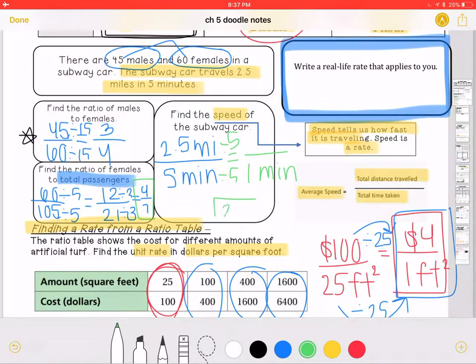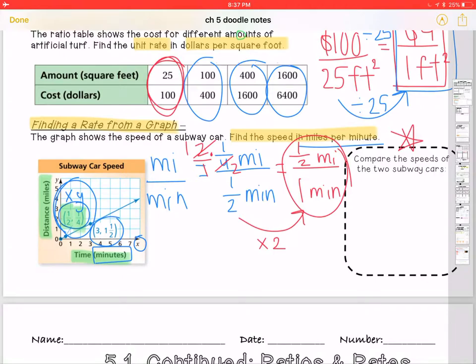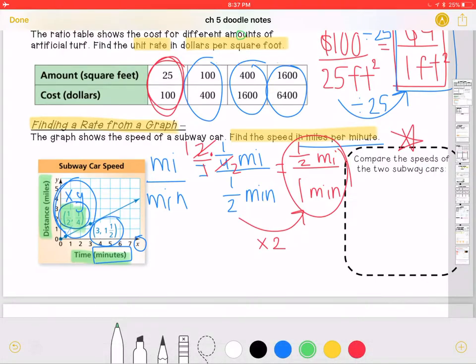So do your long division. 2.5 goes on the inside, 5 on the outside. I can't divide 5 into 2, so let's bring our decimal up. How many times can 5 go into 25? 5 times. I get 0.5 or 1/2 of a mile. So this one, the unit rate is 1/2 a mile per minute. Down here it was 1/2 a mile per minute. So the speeds are equal because they're both 1/2 a mile per minute.